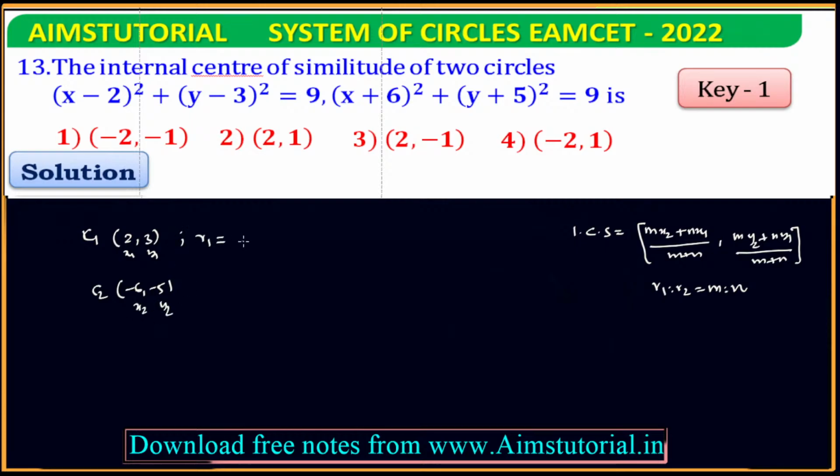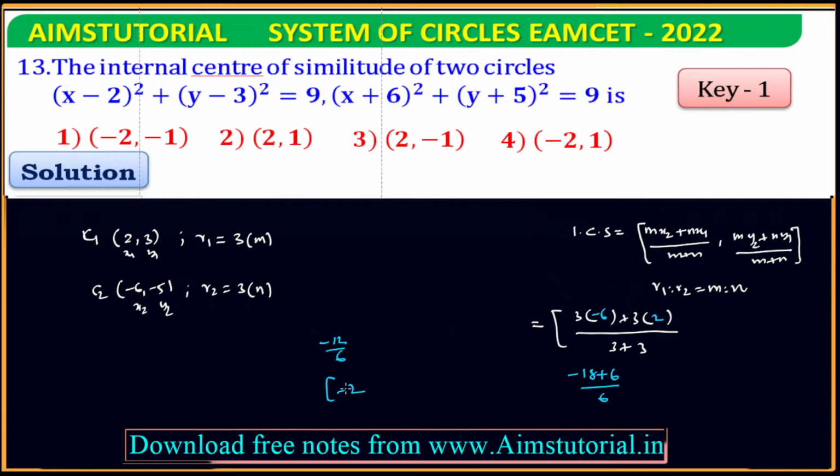Radius of the first circle, R1, is 9, we can write 3 square. Radius of the second circle is 9, again 3 square. So R1 equals R2, so this is our m and n. So m times x2 plus n times x1 divided by m plus n. x2 is minus 6 and x1 is 2. So 3 times minus 6 is minus 18, 3 times 2 is 6, divided by 6. So minus 18 plus 6 is minus 12 by 6, so minus 2.